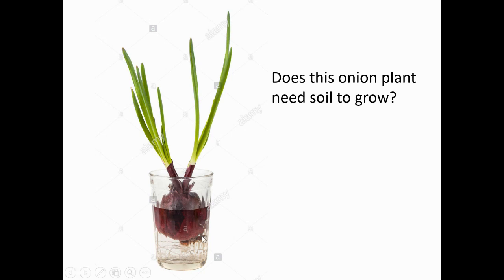Now, an onion has got loads of sugar stored inside its bulb. That's why we eat it, because it's full of sugar. And so it's got some stored energy. But eventually, there will be a limit to this, and you may have seen this written on the side of some plant fertilizers, that plants need more than just water. Eventually, it won't be able to grow anymore, because water does not contain the ions that the plants require for growth. So not only do plants need light and watering, but they also need some mineral ions from the soil, and just water won't do.